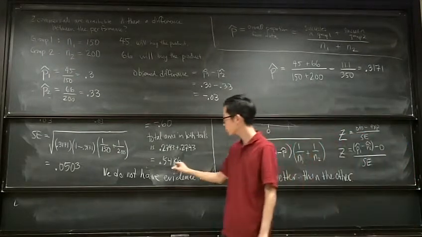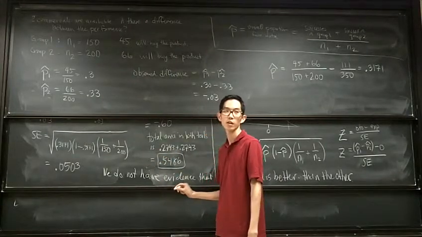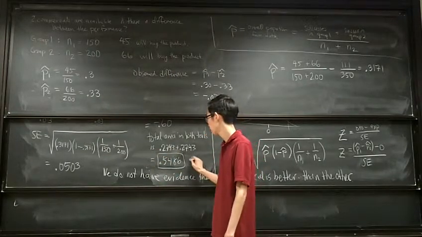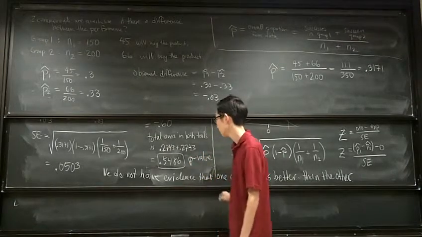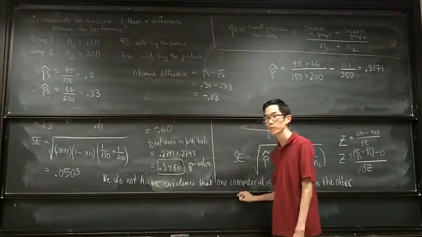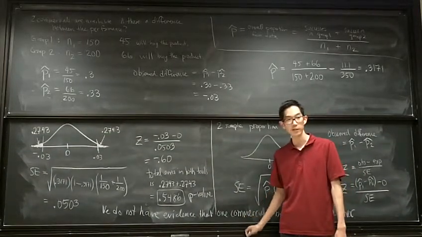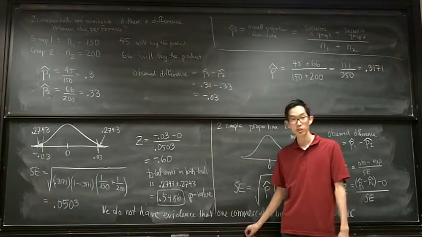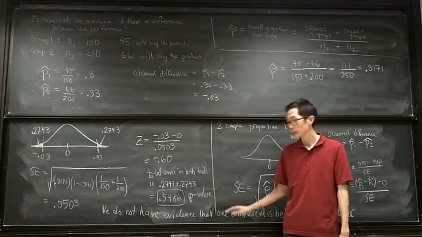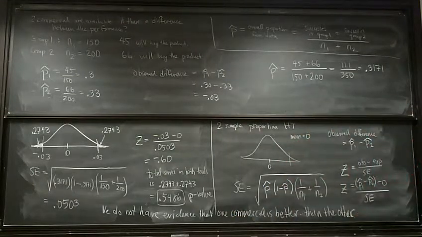What is this number here, 0.5486? What do we call that? This is called my p-value. Okay? And if I assume alpha is 5%, 0.05, my p-value is bigger than alpha. And that's why I do not reject the null hypothesis, and I come to the conclusion that we don't have evidence that one commercial is better than the other.